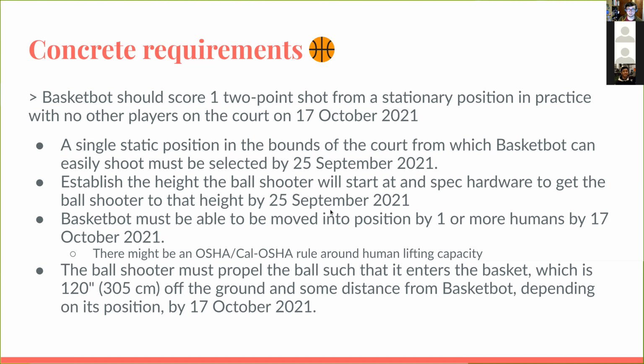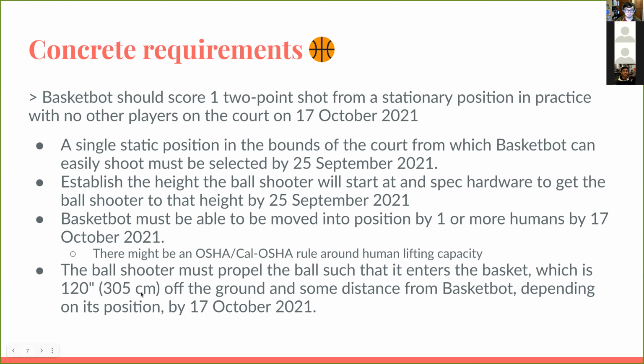So we need to decide that as well by 25 September 2021. Again, same reason for the early due date as for the position. Other things will depend on it, so it needs to be early. Basketbot must be able to be moved into position by 1 or more humans by 17 October 2021. You need to be able to move the robot to and fro. You drive out to the basketball court, get the robot out of the trunk of your car. You need to be able to actually do that, right? You have to be considerate of that sort of thing.